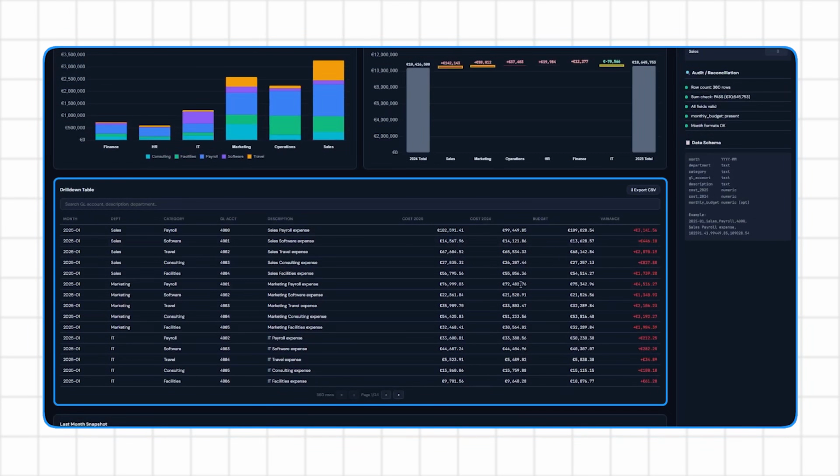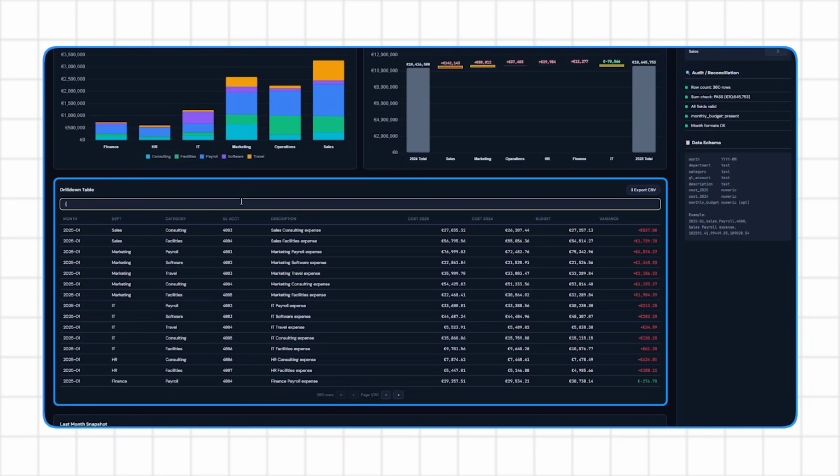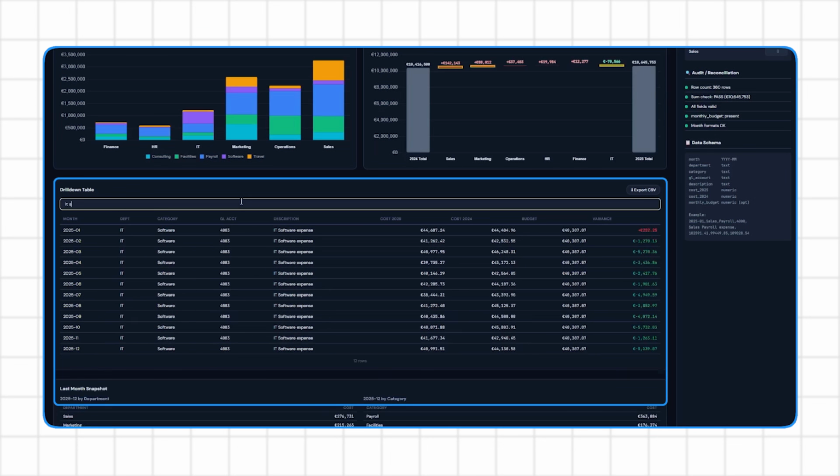The drill down table lets you search by department and category to find specific GL entries. Filtering to IT and software returns the line items that make up the 491,000 euros in software spending, and that figure matches the aggregated chart totals. That reconciliation between detail and summary is what makes the dashboard auditable.